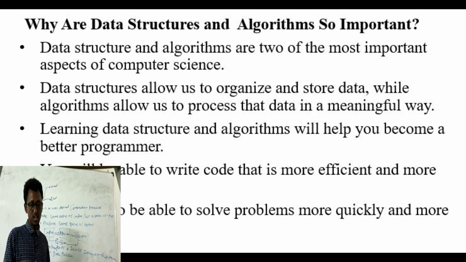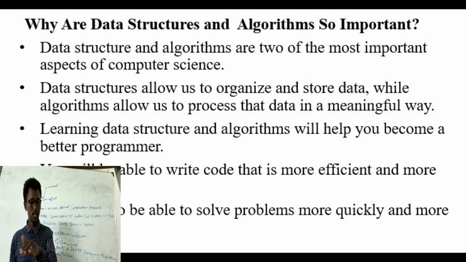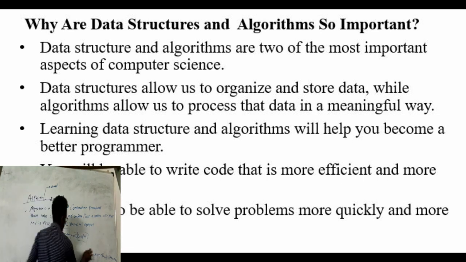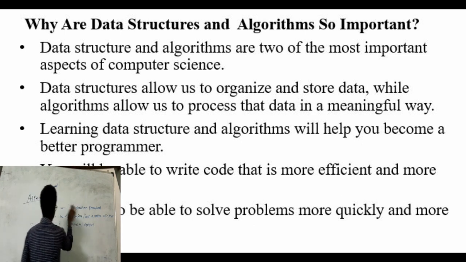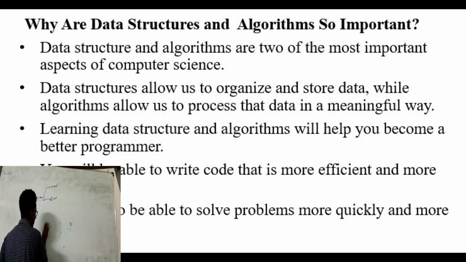Data structures allow us to organize and store the data, while the algorithm allows us to process that data. The two most important things in the computing environment are data structure and algorithm. The data structure organizes and stores the data, while the algorithm allows us to process the data and produce meaningful output.